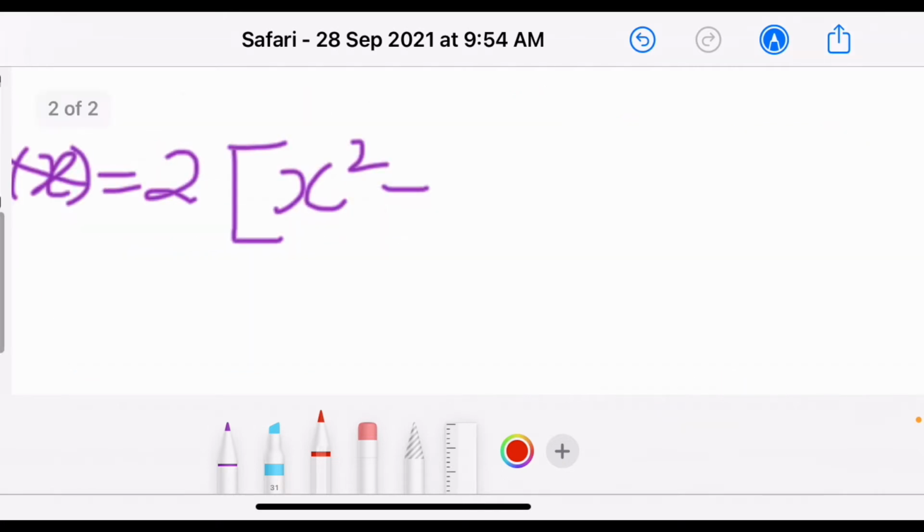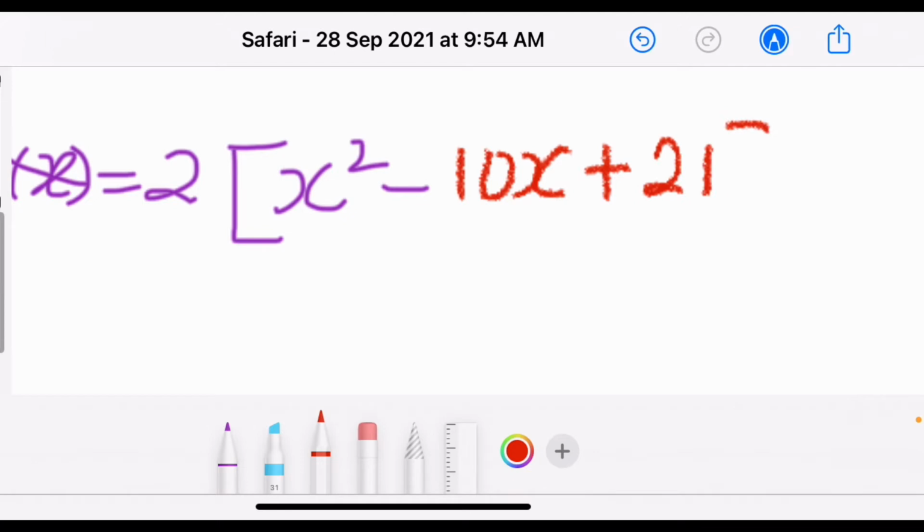Alright, so now I'm going to show you. This one should be minus 10x plus 21. So if you multiply back, you expand back, you get the same answer. You get 2x squared minus 20x plus 42 like just now.